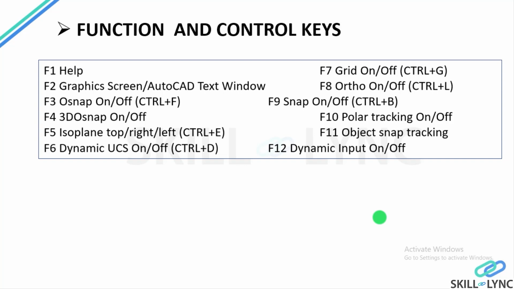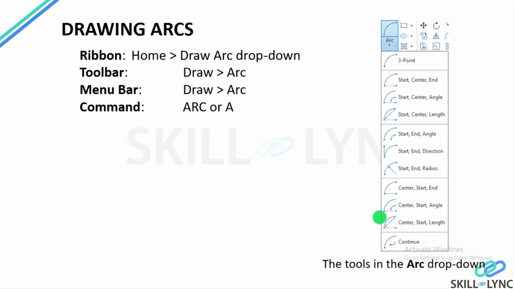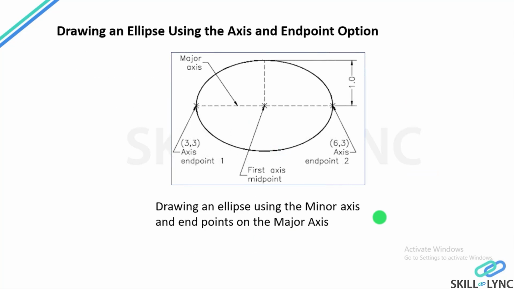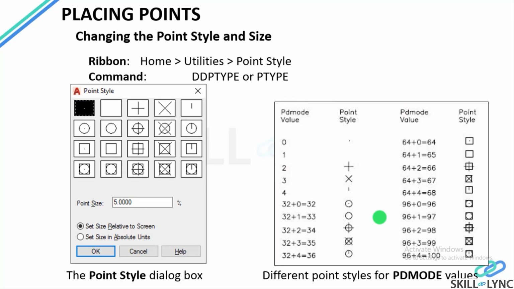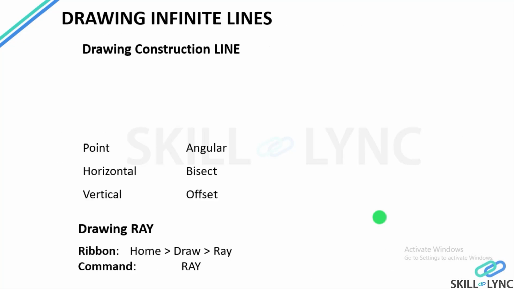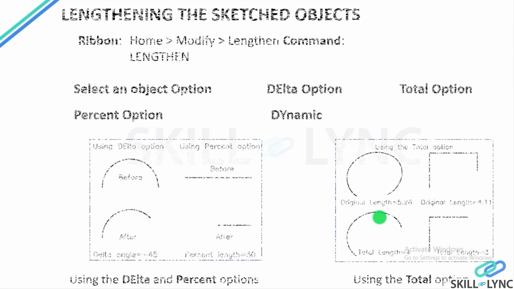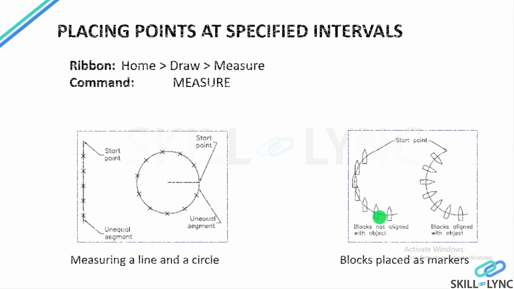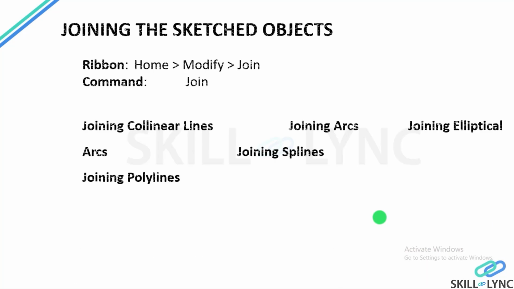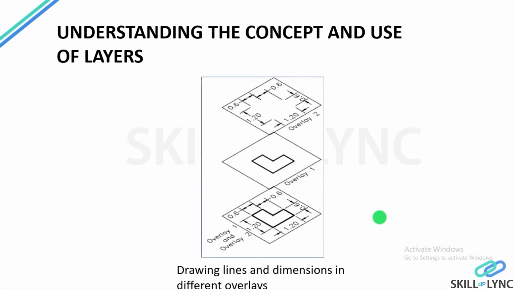In the next session, we will be discussing some drawing objects like drawing arcs, drawing ellipse, and placing points. That's very important. Construction lines, very, very important. Trimming the object, extending the object, stretching the object, lengthening the object, mirroring the text, and points at specified intervals, joining the sketched objects, and then we'll go for layers.